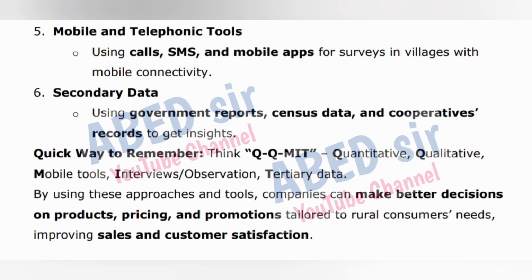6. Secondary data. Using government reports, census data, and cooperatives records to get insights. Quick way to remember. Think CUCUMIT: quantitative, qualitative, mobile tools, interviews, observation, tertiary data. By using these approaches and tools, companies can make better decisions on products, pricing, and promotions tailored to rural consumers' needs, improving sales and customer satisfaction.